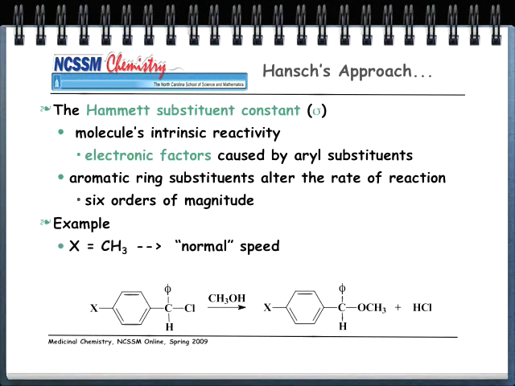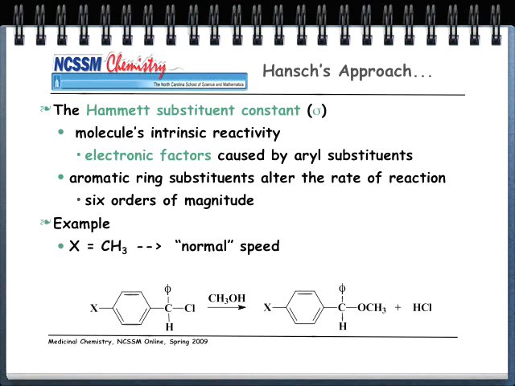So as a quick example, if you look at the molecule down below and see where X is, if I make X a methyl group, then this reaction that you see at the bottom of the screen will proceed at a normal speed. What you see here is I'm taking this substituted benzene ring that has a chlorine attached to a carbon, and I'm reacting it with some methyl alcohol, and what I get on the other side is an ether. The chlorine has been displaced, and now it forms hydrochloric acid. But this reaction would happen at a normal speed.